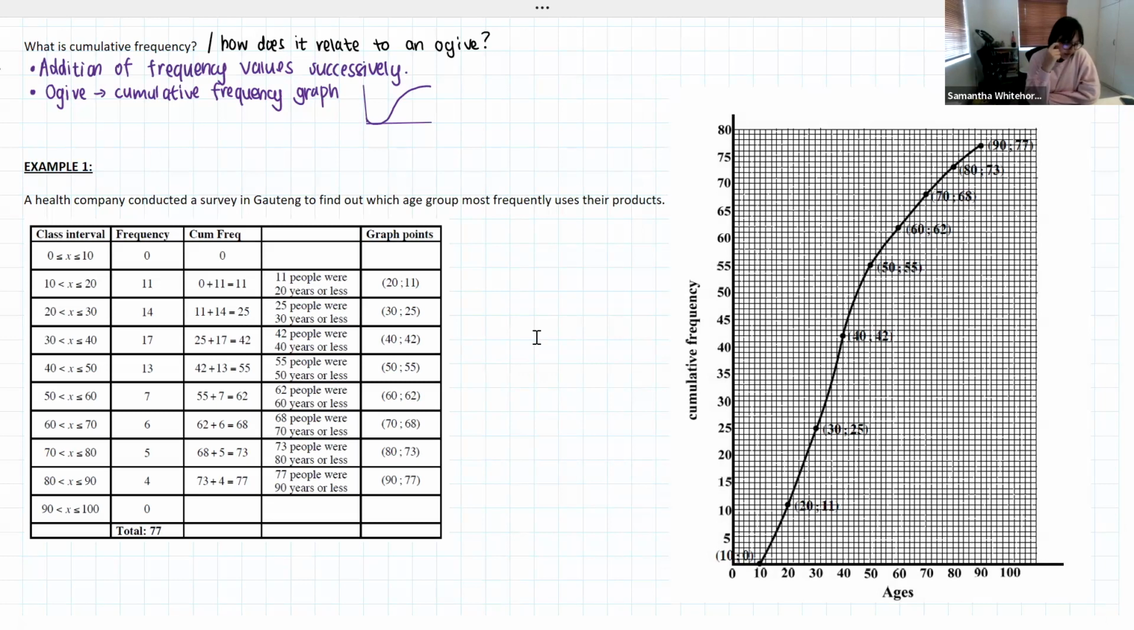So we've got a health company conducted a survey in Gauteng to find out which age group most frequently used their products. So what we will need to realize is that in order for us to get an ogive, we need to take information from a frequency table and thus using the cumulative frequency in order to get an ogive. Some people say ogives, but I say ogive. If you say ogive, that's fine.